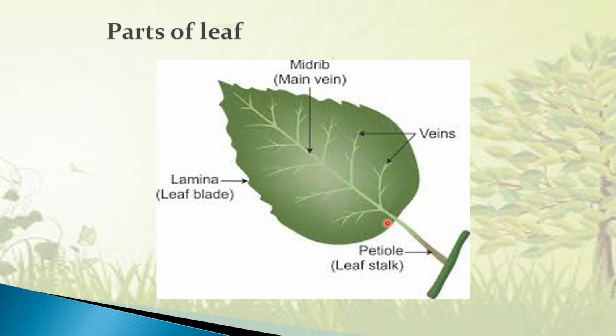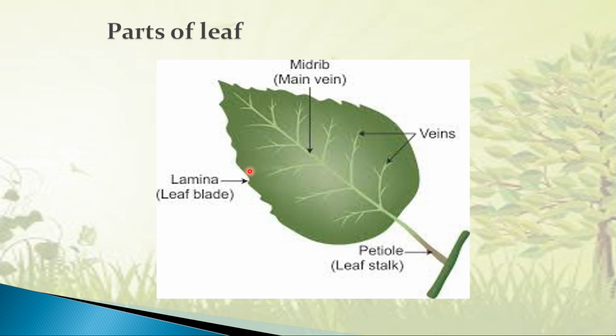Now we will discuss the parts of a leaf. The first and main part of the leaf is the petiole. The petiole connects the leaf plate to the stem. This is called the petiole. The leaves with a petiole are called stalked leaves, and the leaves without a petiole are known as sessile leaves. Stalked leaves are found in dicot plants, and sessile leaves are found in monocot plants.